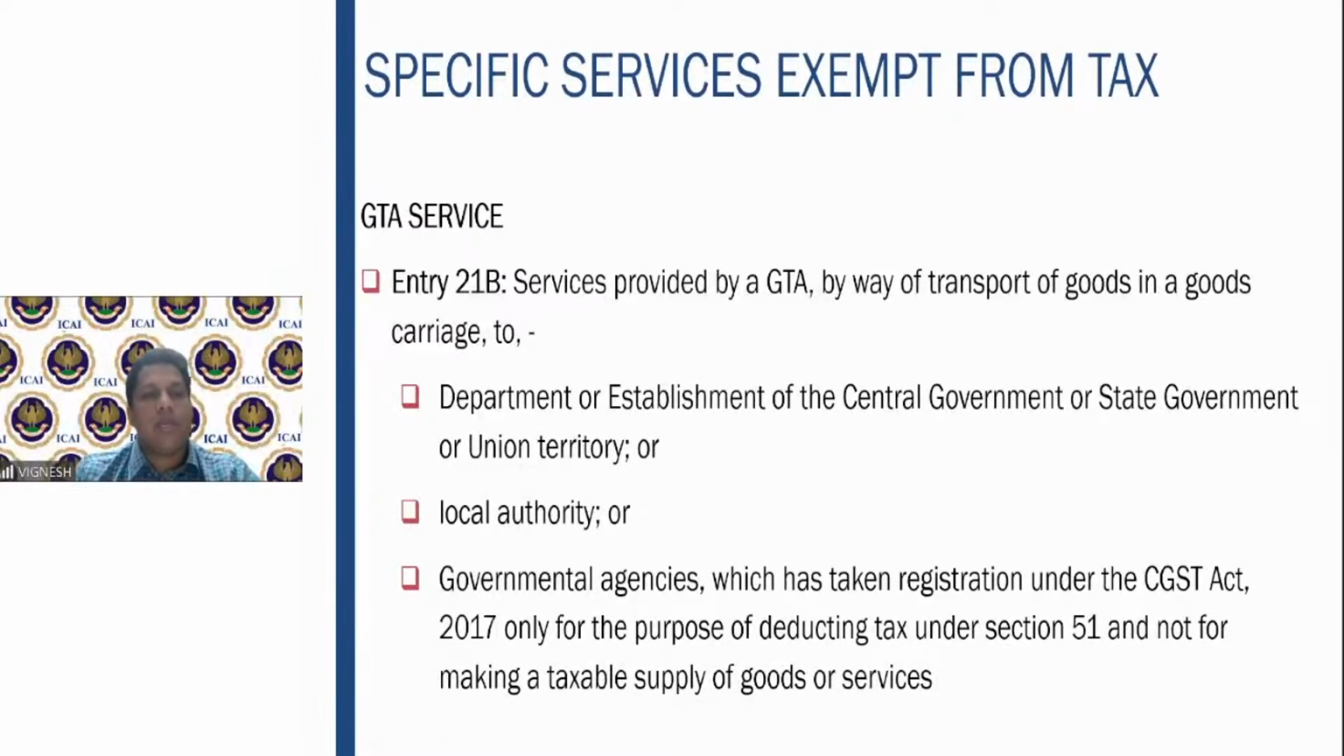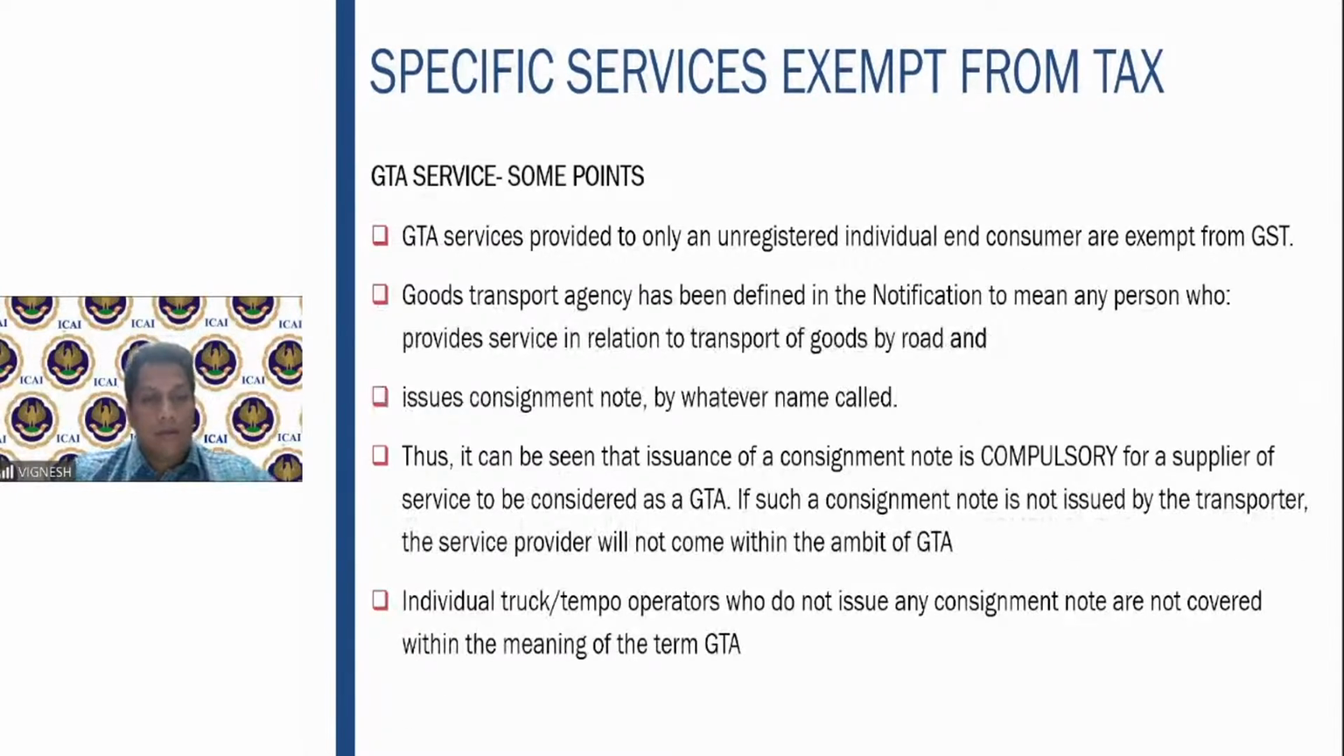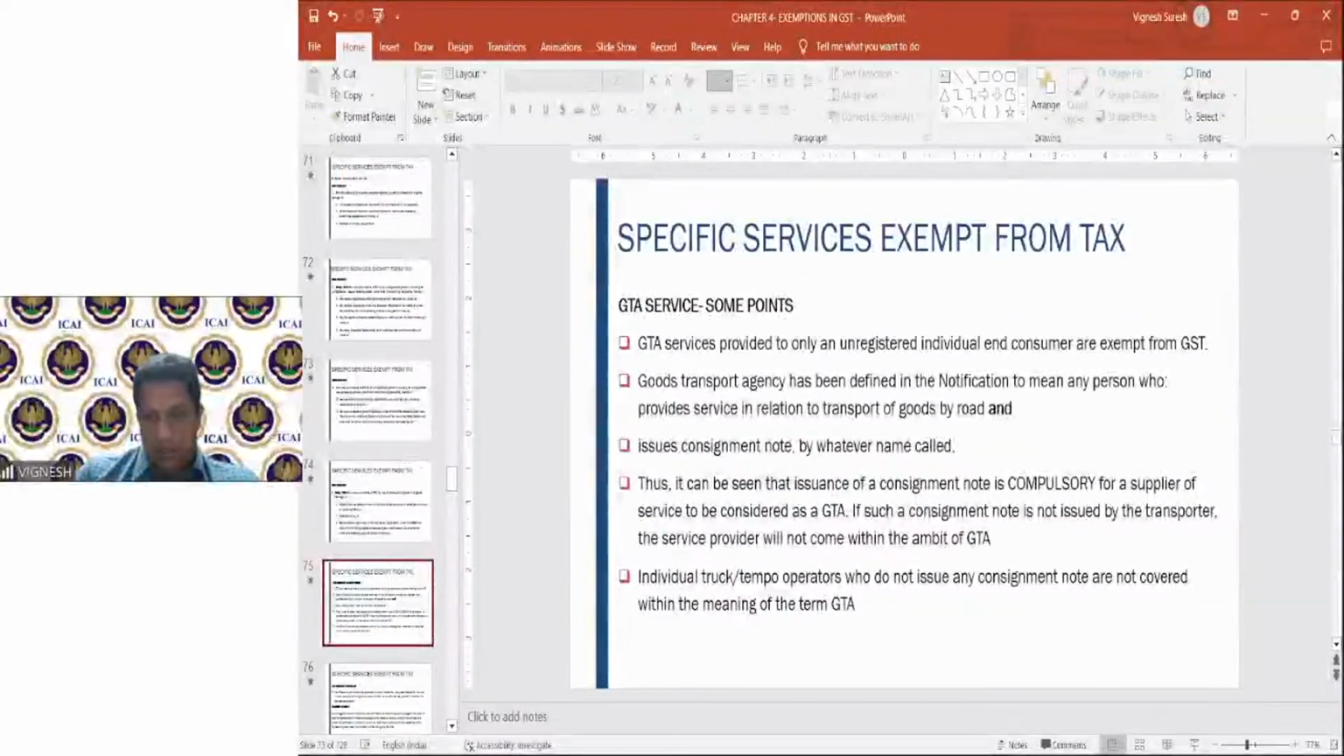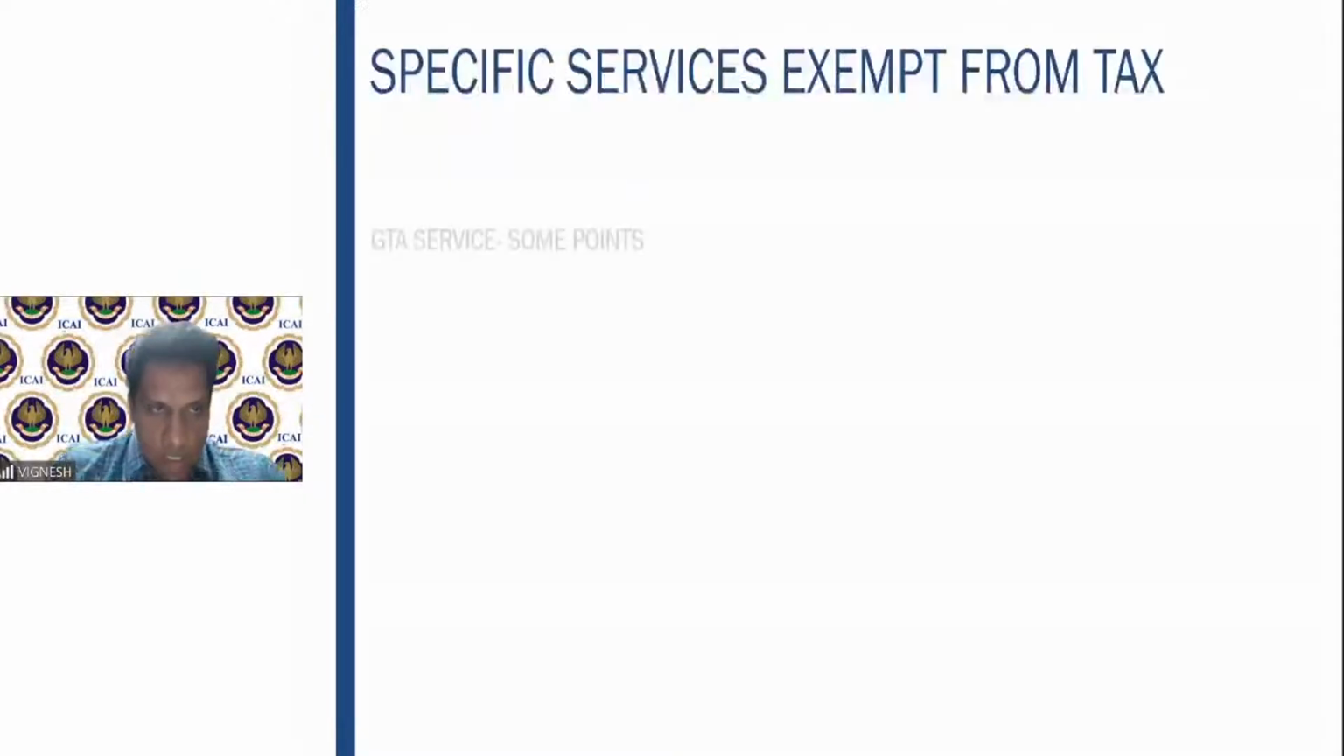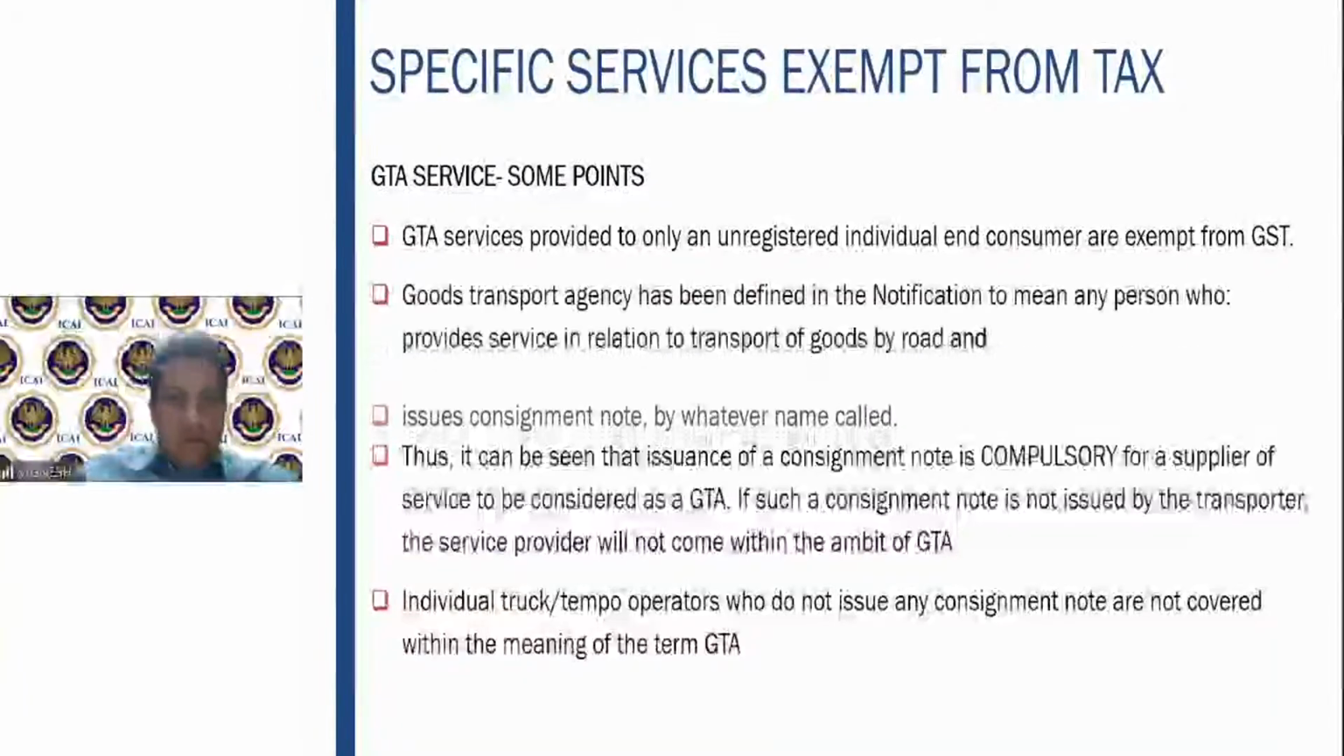Okay. 21B, services provided by GTA by way of transport of goods to all these particular establishment of government, state government, local authority, government agencies which has taken registration under section 51. Fine. So these are some of the services which are covered in the goods transport agency. Let us summarize all this.